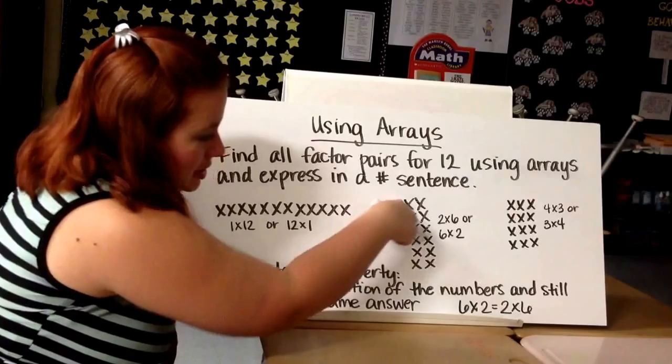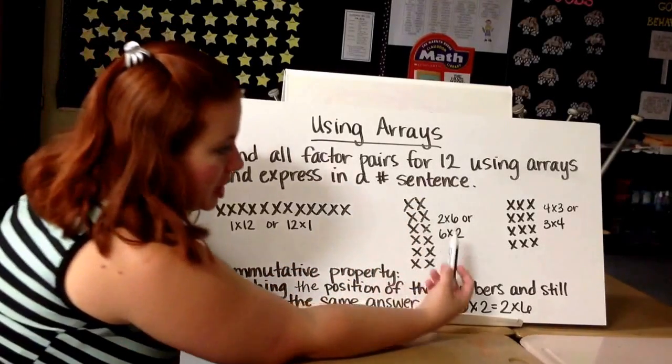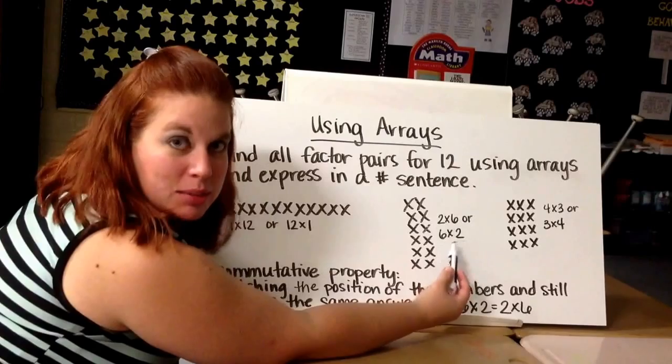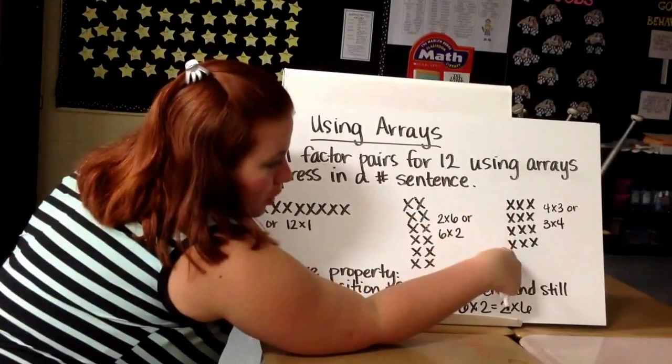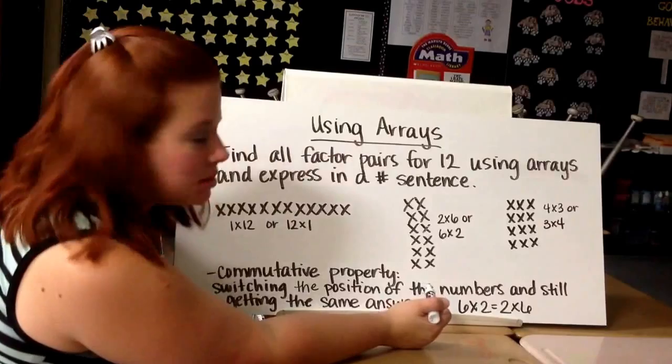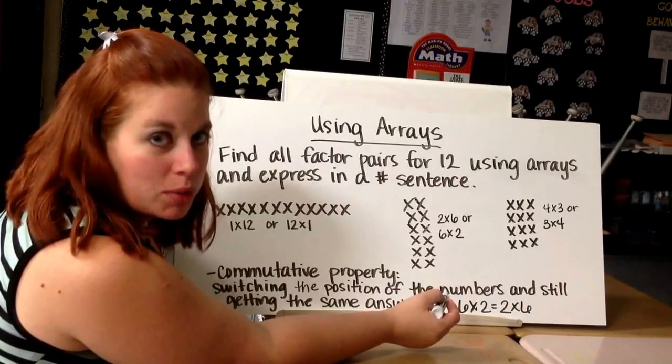I did 6 rows of 2 x's. So this would be 2 times 6 or 6 times 2. That is 2 factor pairs. And then I did 4 rows of 3 x's. So that would be considered 4 times 3 or 3 times 4.